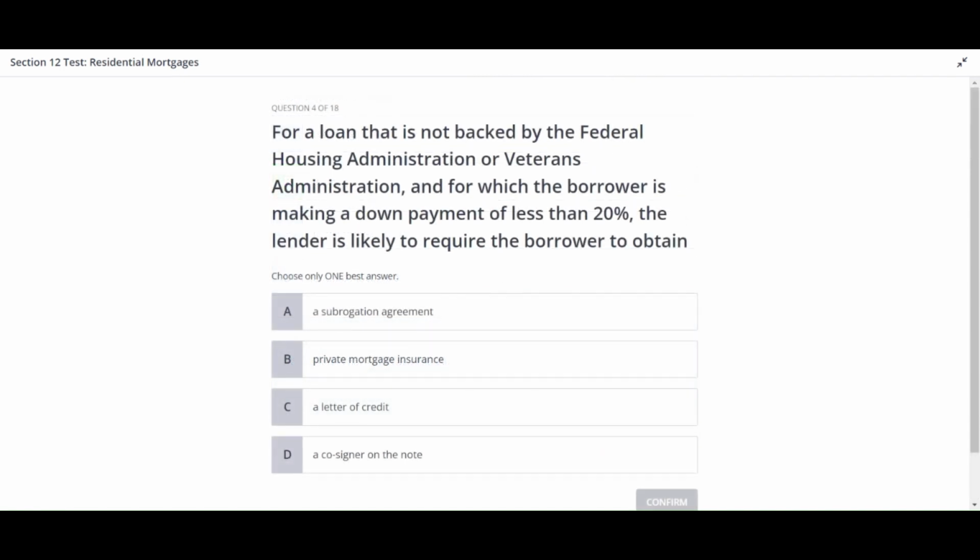Question number 4. For a loan that is not backed by the Federal Housing Administration or Veterans Administration, and for which the borrower is making a down payment of less than 20%, the lender is likely to require the borrower to obtain A. A subrogation agreement. B. Private mortgage insurance. C. A letter of credit. D. A co-signer on the note. Alright, go ahead and choose your answer.